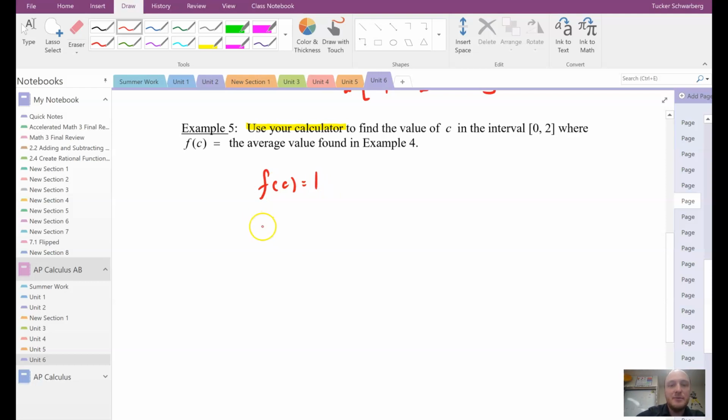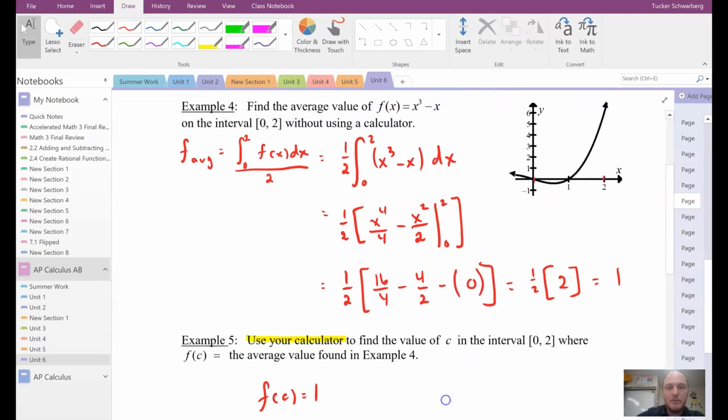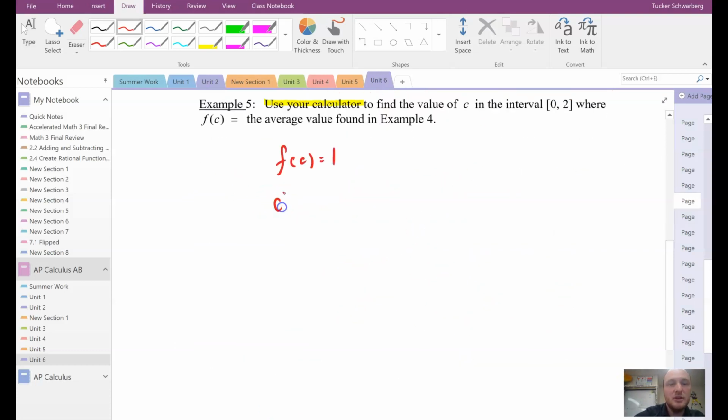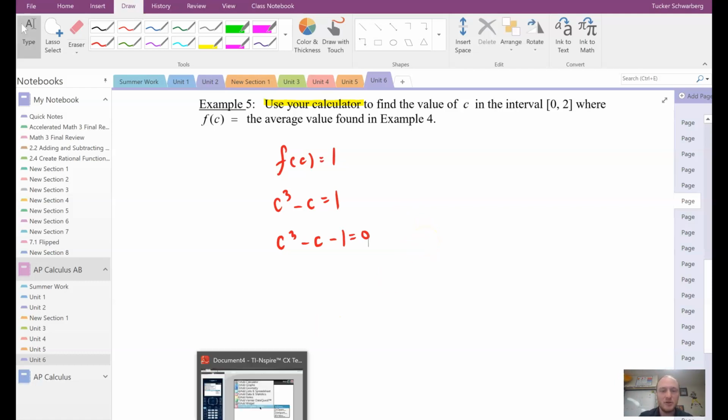Well, f of c would be f of x evaluated at c, so c cubed minus c is equal to 1, and I want to know this. So what we're going to do, we'll rearrange this to make a polynomial, so c cubed minus c minus 1 is equal to 0, and we are going to use our calculator to find the roots. Okay, so let's go ahead and cruise on over to the calculator.